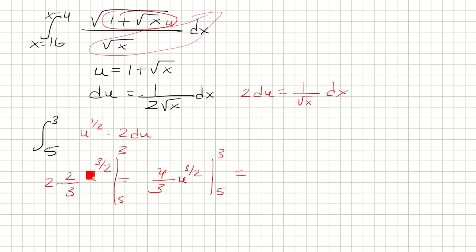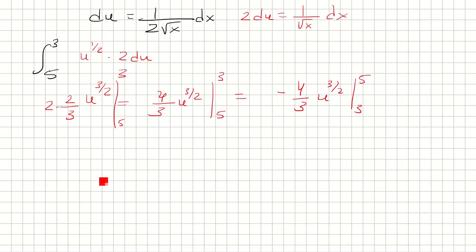which is the same thing as saying negative 4/3 u to the 3/2 from 3 to 5. Okay, because whenever you switch the limits, you have to put a negative sign. Although it's not necessary, so I'll show you both ways. You'll get the same answer.